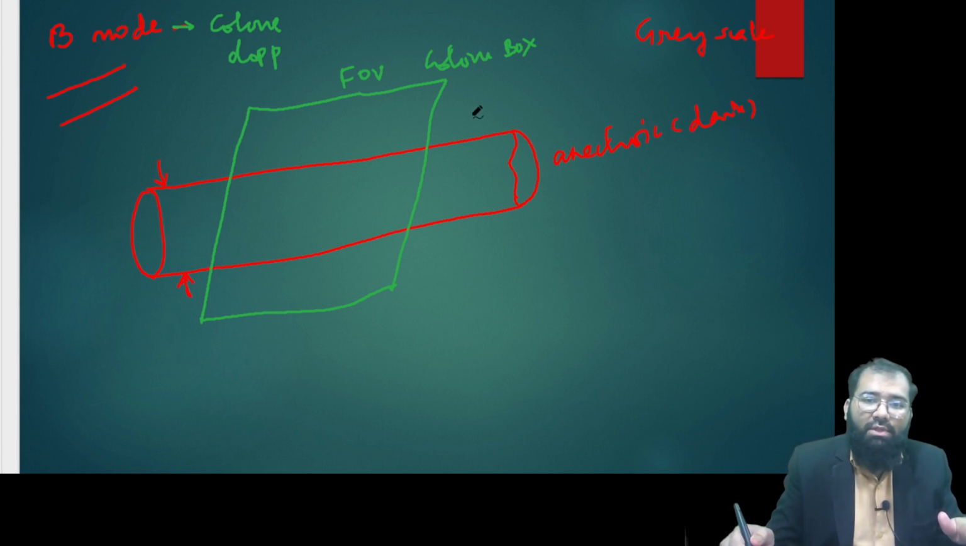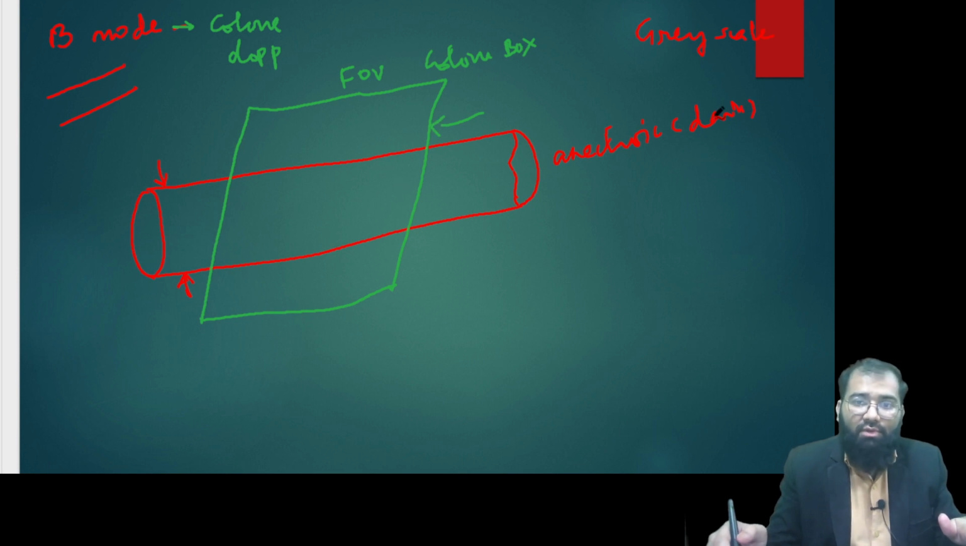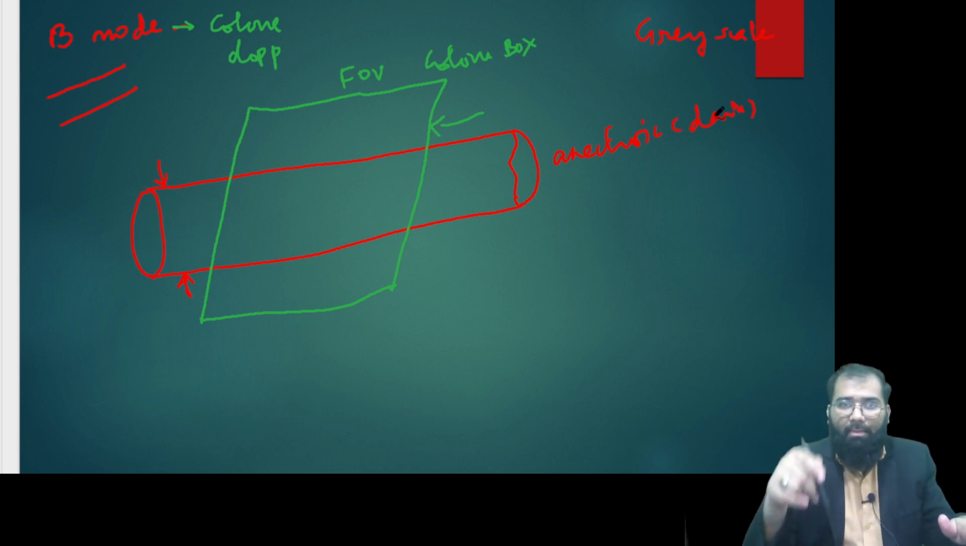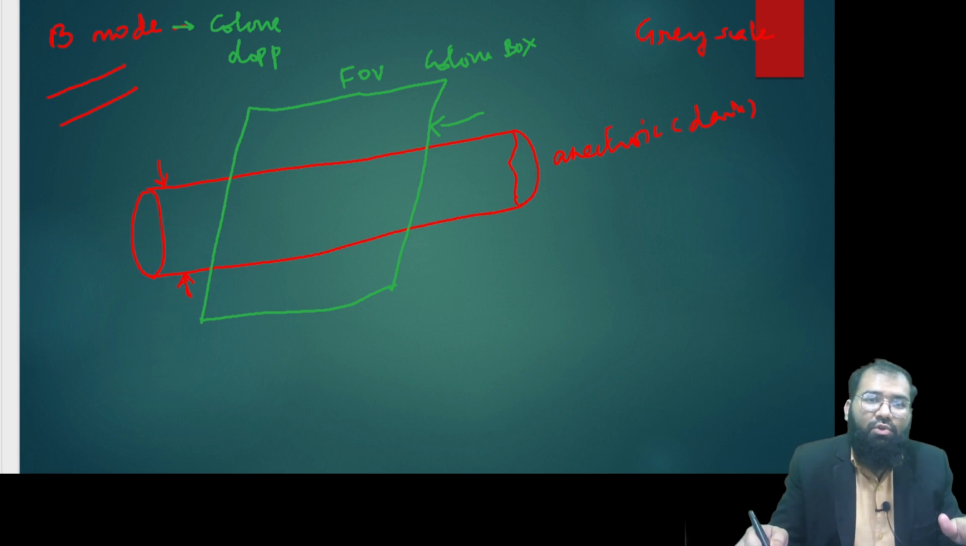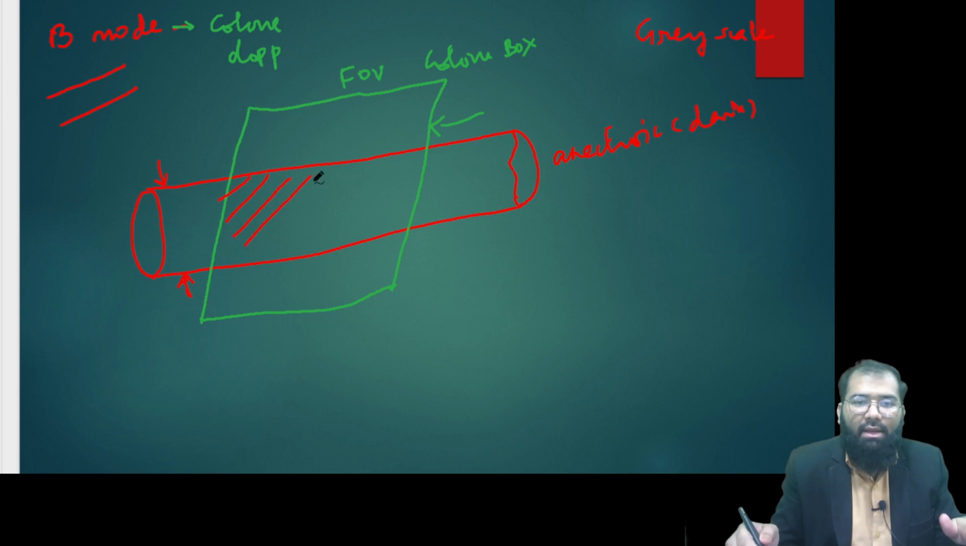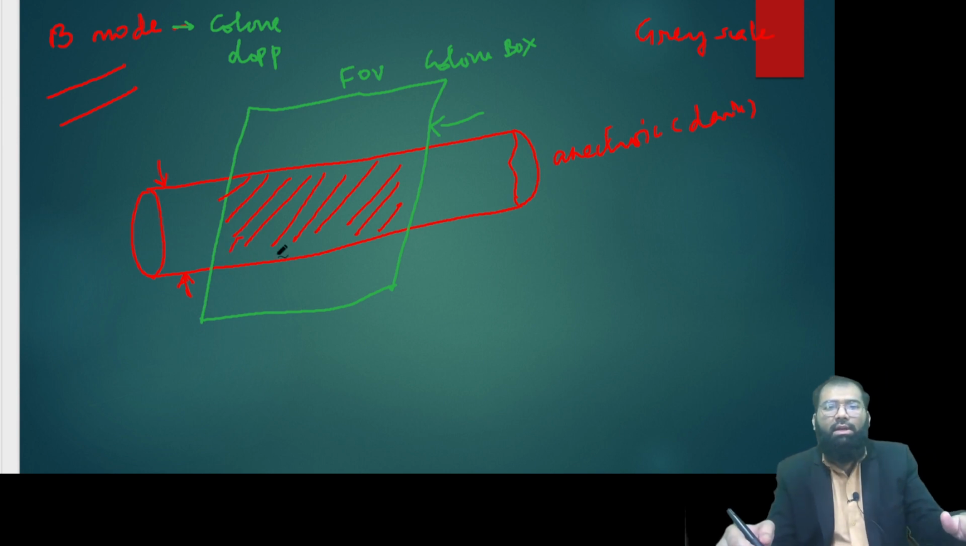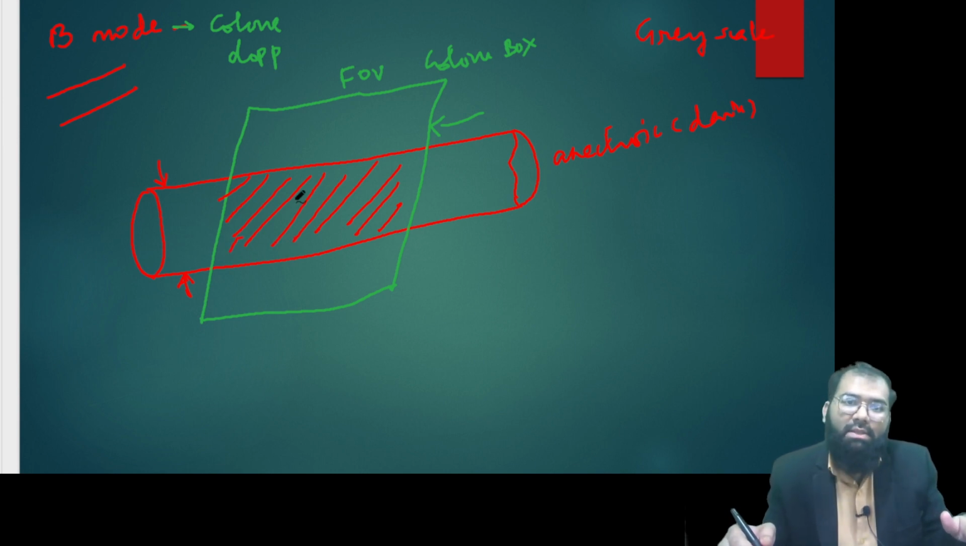If the flow is towards the probe, and depending upon your adjustment, you will have to see what you have kept in the scale. So towards the probe, with routine adjustment, it is red in color. The entire area becomes red, and you see that there is flow within it. This is color Doppler.